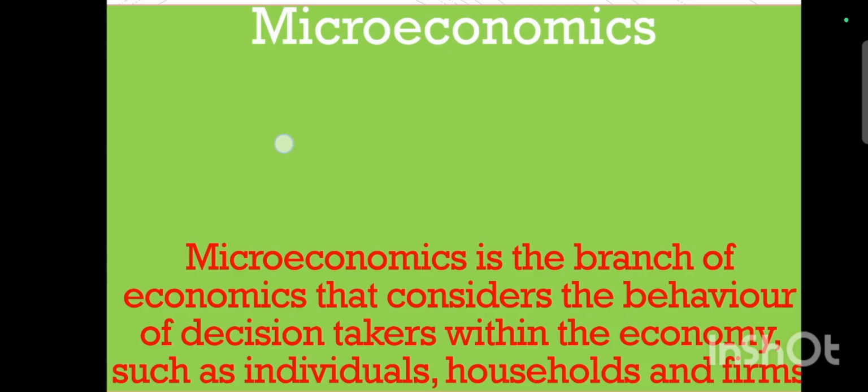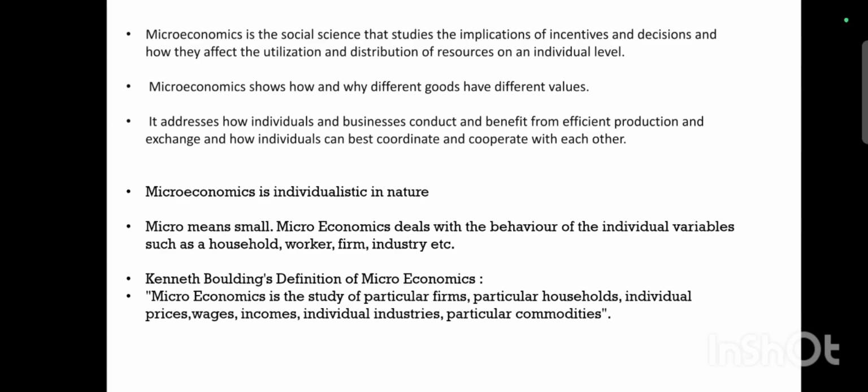Microeconomics is the social science that studies the implications of incentives and decisions and how they affect the utilization and distribution of resources on an individual level. So microeconomics studies everything at an individual level and not the whole. Microeconomics shows how and why different goods have different values, because different individuals put different prices and values.